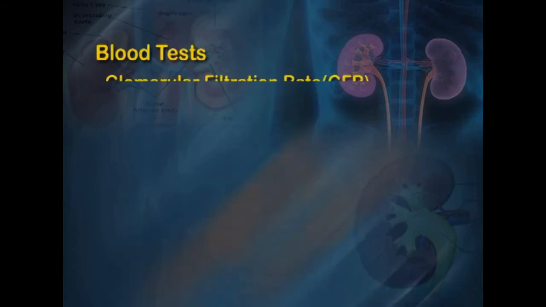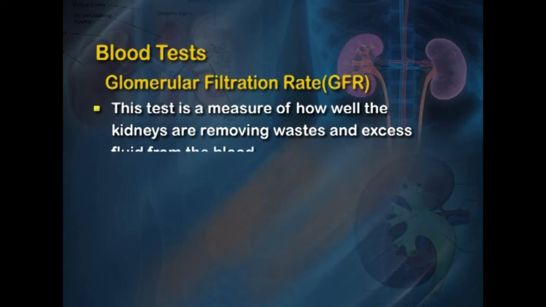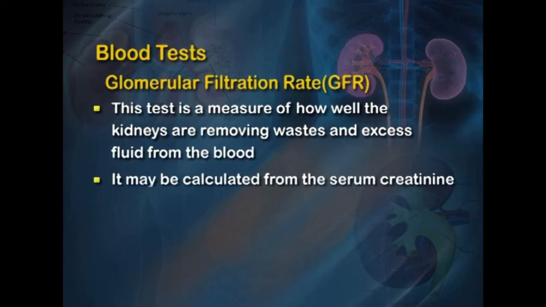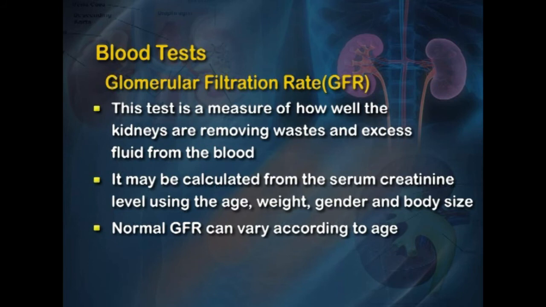Second is the GFR, the glomerular filtration rate. This test is a measure of how well the kidneys are removing waste and excess fluid from the blood. It is generally calculated based on the serum creatinine level using the age, weight, gender and body size. The creatinine clearance test is a reflection of the glomerular filtration rate. It varies according to age and generally it decreases as the age advances.